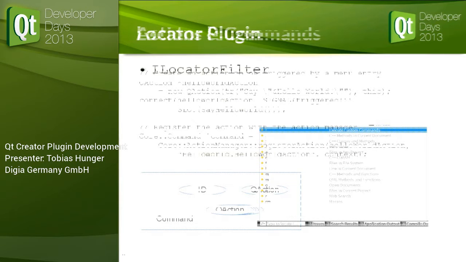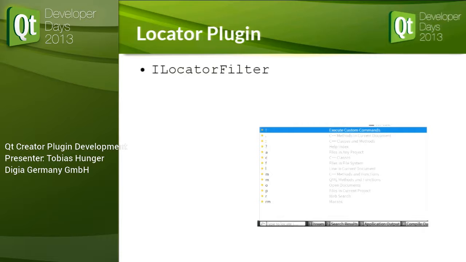So, the core plugin, you really should look into that, but the next plugins are basically going up the tree from the core plugin to the leaves. The locator plugin is the next one there, and that basically has one relevant interface for you to implement or play with, which is the ILocatorFilter, and that's the entries you see whenever you hit Ctrl K. So you can add your custom stuff there if you need that.